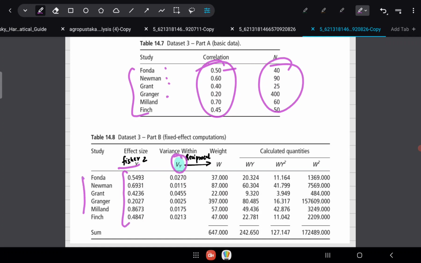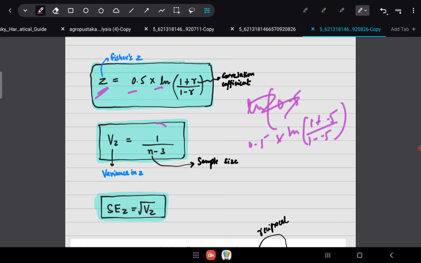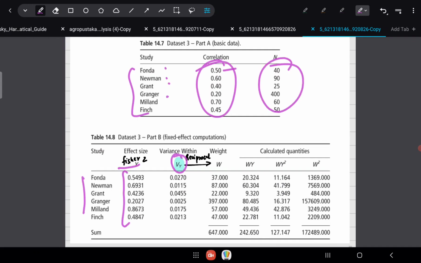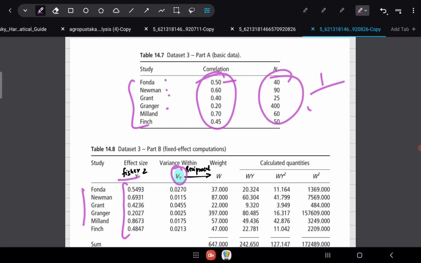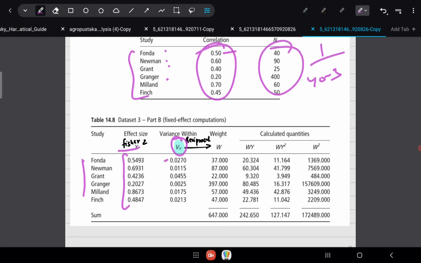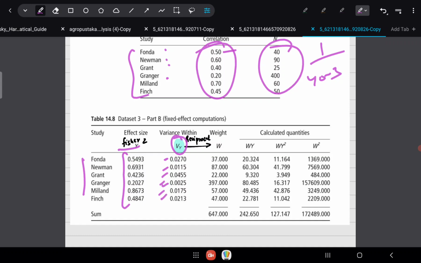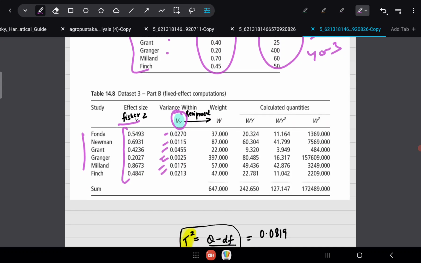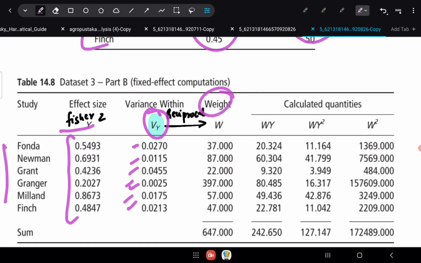Then you can also calculate the variance within study. Variance will be 1 divided by n minus 3. So for example, for first study it will be 1 divided by 40 minus 3. That will be 1 divided by 37, right? So it will come to be 0.0270. So like that you can calculate within study variance. And now that you have within study variance, you can calculate the weights as per fixed effect modeling. Just by doing reciprocal of this, you will get the weights, okay, as per fixed effect modeling.